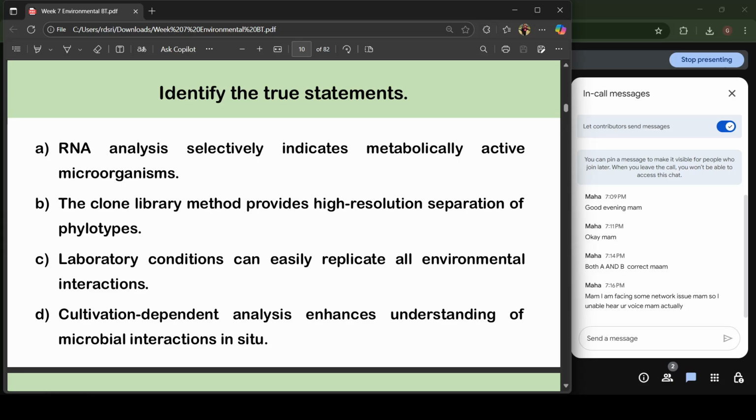So in that case, cultivation independent analysis enhances the understanding of microbial interactions in situ, whereas cultivation dependent analysis allows us to study the growth of the individual microorganism in a laboratory setup. That is why both C and D are related to replicating the microbial growth in a laboratory setup, and both the statements are false. Only the first two statements are right.